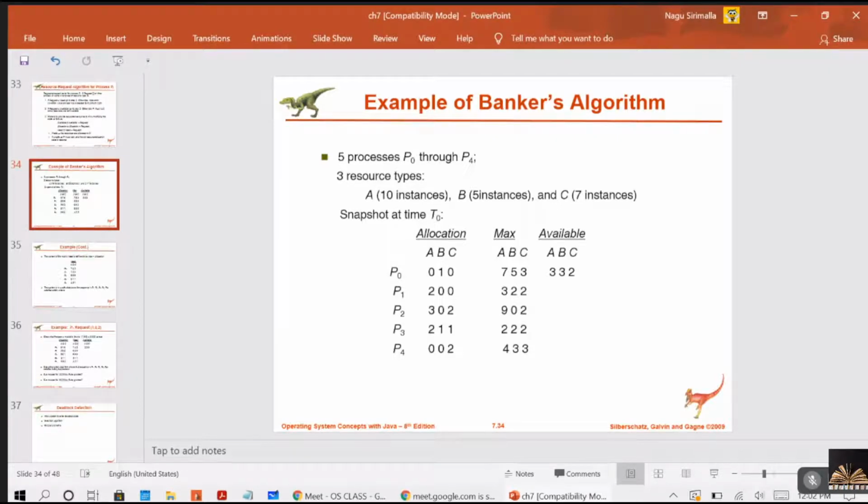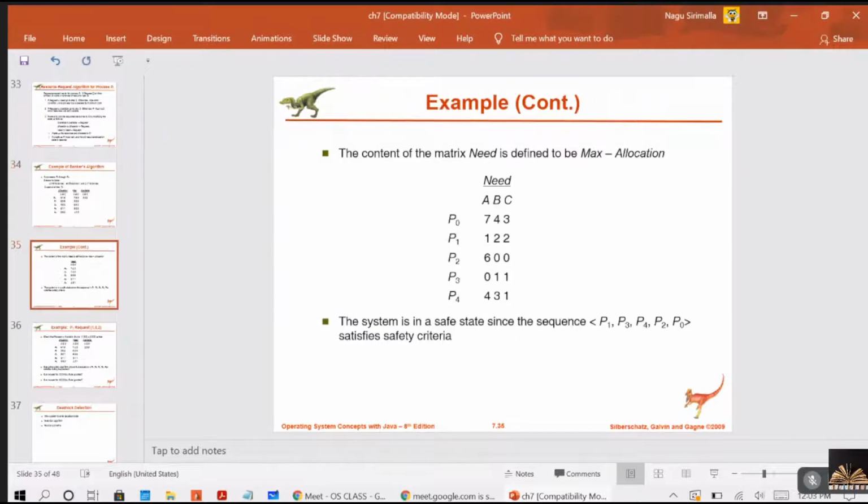So by using the banker's algorithm, we will be deciding whether it is in the safe state or not. After solving the problem using the banker's algorithm, you will get a safe state with the safe sequence. Now our job is to find out the safe sequence. So calculate the need matrix this way. Calculate the need matrix that way.